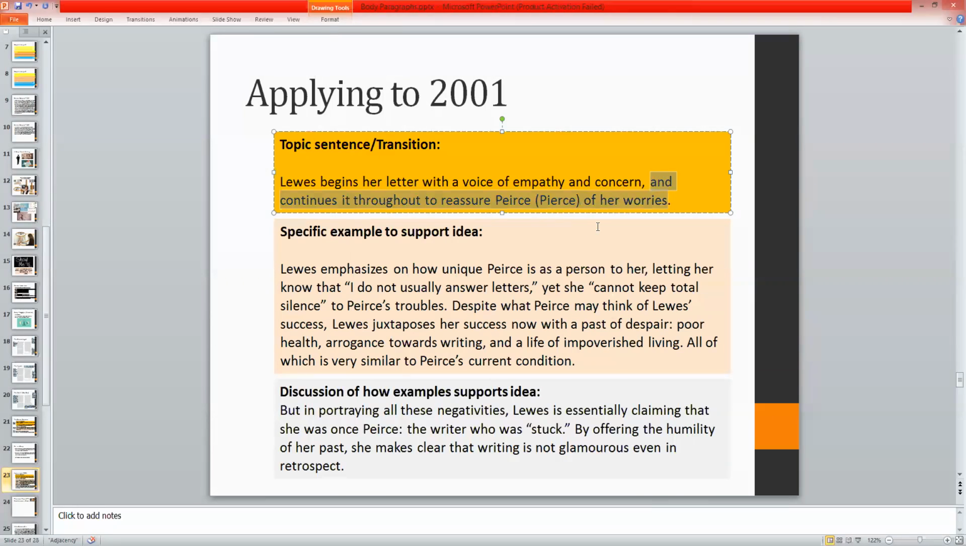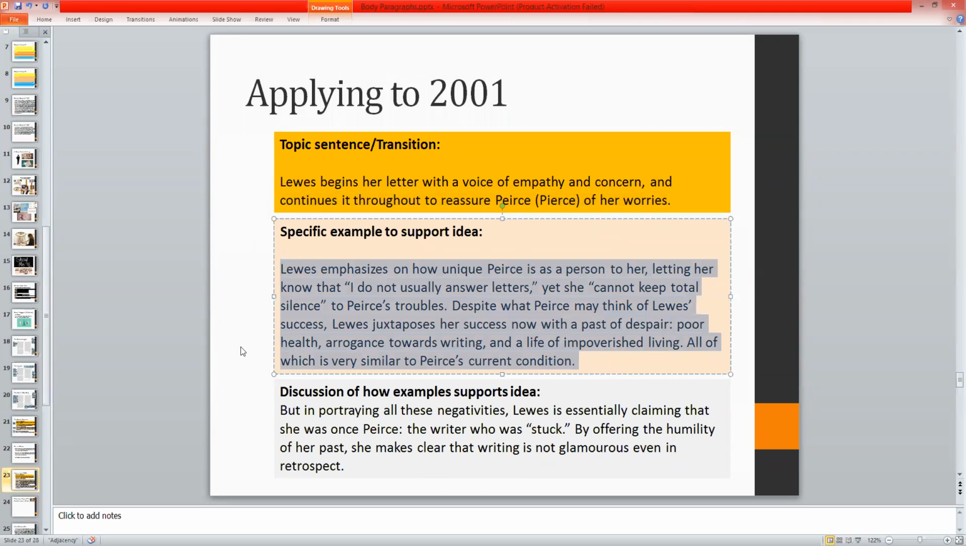All right, if I'm claiming that there's a voice of empathy and concern to reassure Pierce, where do I see that? For my body paragraph, my evidence is Lewis emphasizes how unique Pierce is as a person to her, letting her know that, quote, "I do not usually answer letters." So I'm picking some specifics here. Yet she, quote, "cannot keep total silence" to Pierce's troubles.